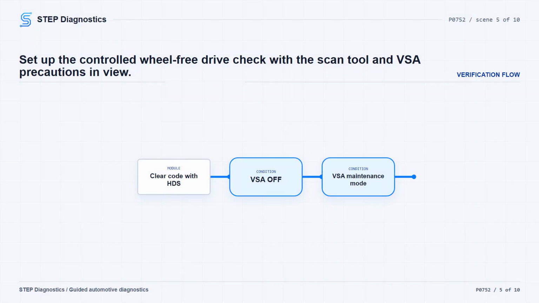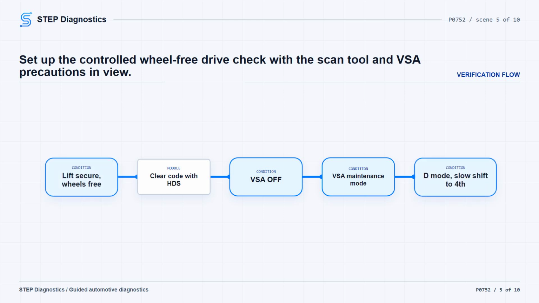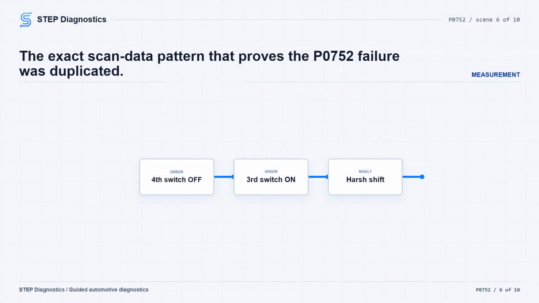Next, raise the vehicle on a lift, make sure it is securely supported, and make sure all four wheels can rotate freely. Turn the vehicle to on mode, clear the DTC with the HDS, then start the engine. Disable VSA with the VSA OFF button. If vehicle speed will be above 31 mph, 50 km/h, enter VSA maintenance mode.